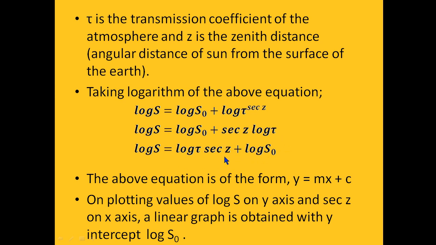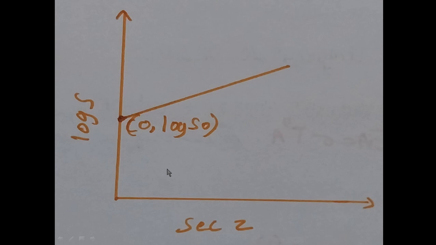Now this equation is of the form y is equal to mx plus c, which is the equation for a straight line. So on plotting values of log S on the y-axis and sec Z on the x-axis, a linear graph is obtained with y-intercept log S naught. So this is how the graph will look like. This is the y-intercept. This point is 0, log S naught.